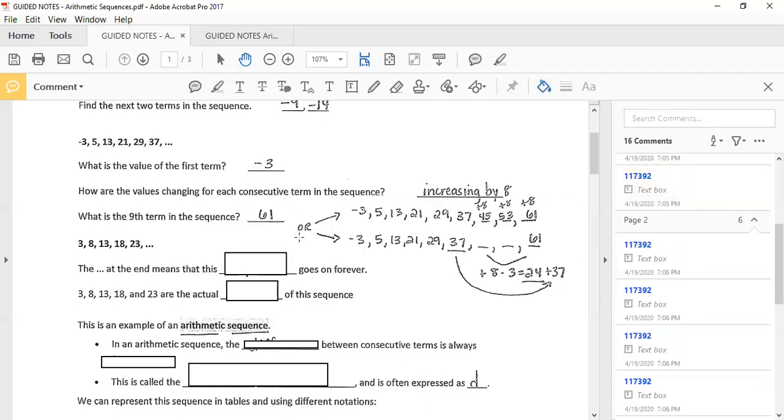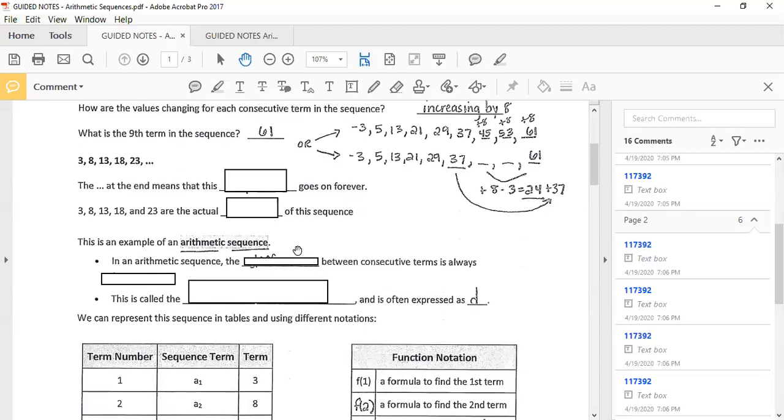You can either just do it the long way, add 8, add 8, add 8, or you could say, oh, I got to do 3 8s, so that's 8 times 3. So I'm going to add 24. Either way, you're going to get 61, okay?